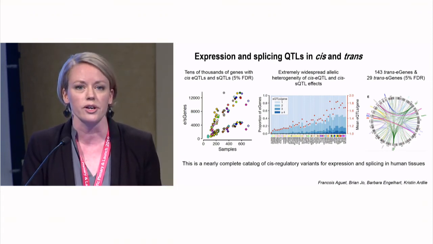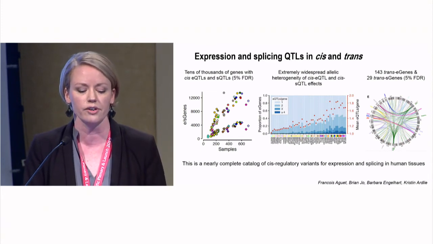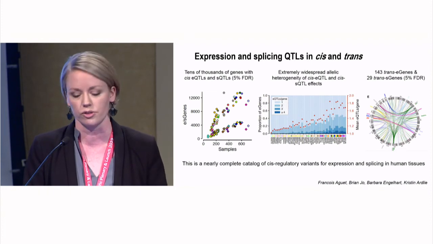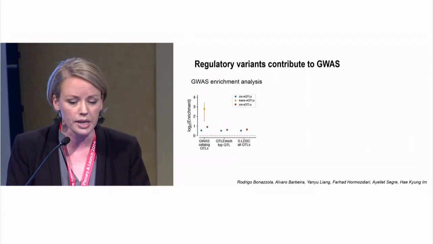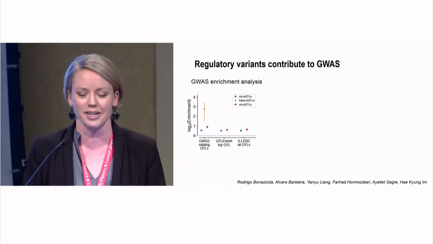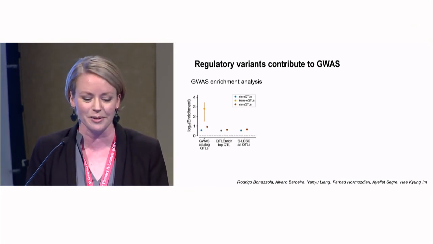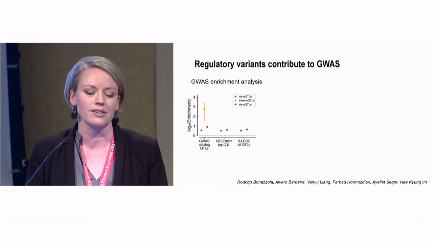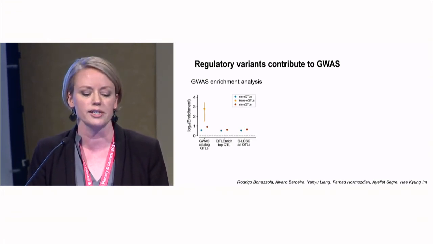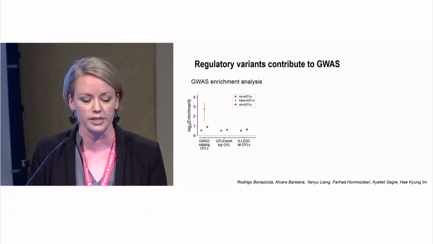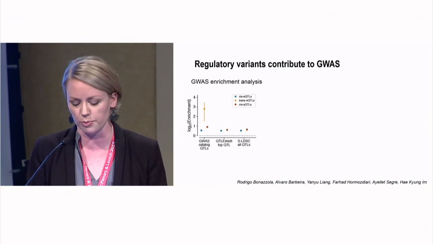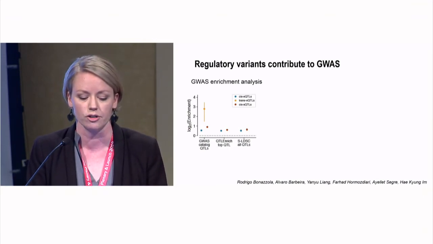And altogether, now with GTEx V8, we actually have a nearly complete catalog of cis regulatory variants for expression and splicing across human tissues. So, of course, for this audience, the key question is, how do we interpret GWAS associations with this data? First, just looking at classical GWAS enrichment in eQTLs, we see both for cis eQTLs and splicing QTLs clear significant enrichment of GWAS associations in those data. For trans eQTLs, this enrichment is even stronger, as has been suggested before.